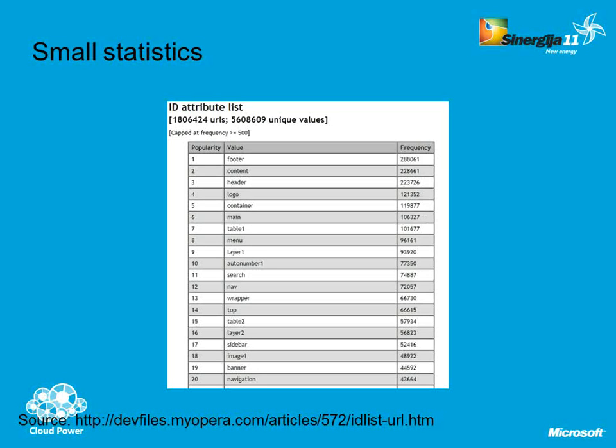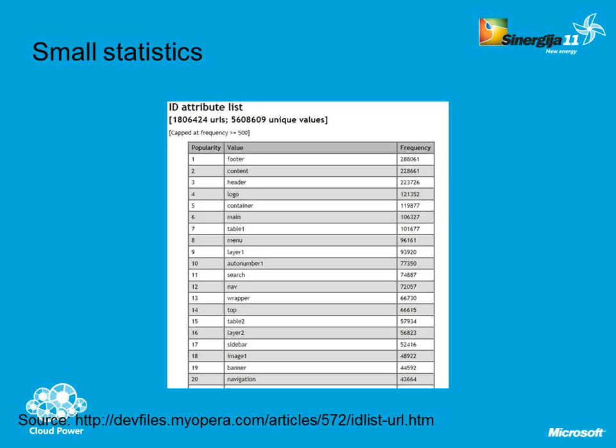Here you can see the statistics of the most used values of the ID attribute. The winner is footer, the second place is content, and the third place is header. So we have semantics there. Totally wrong place. Okay, small quiz. Do you know why the layer 1 is on the 9th place?